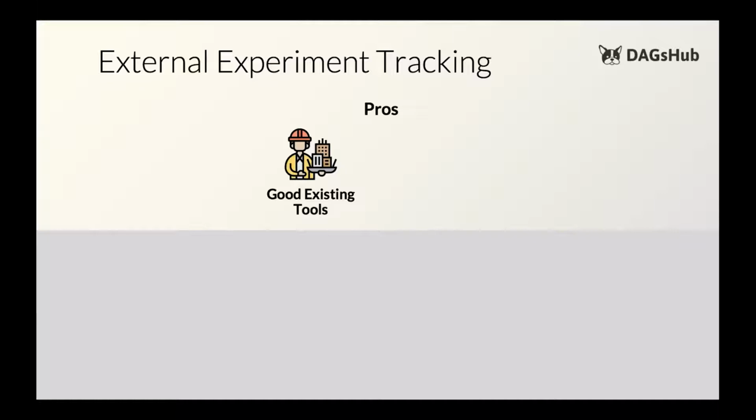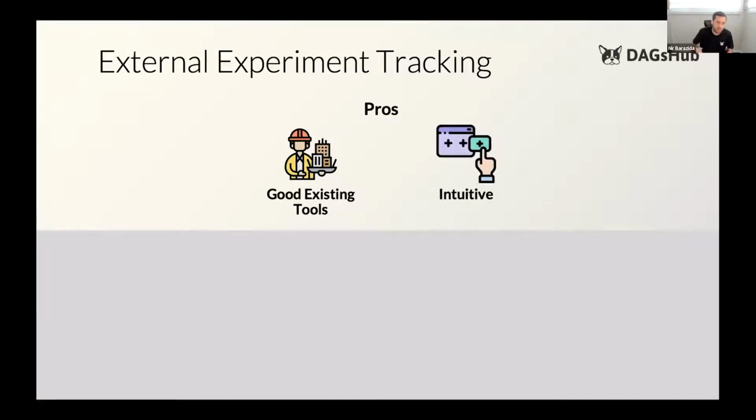External experiment tracking has two main advantages. First and foremost, there are very good existing tools out there, like TensorBoard, MLflow, ClearML, Weights and Biases, and more, that simply take all the information of the run, dump it into a directory or a file, and show it in a table. This is also probably the most intuitive way to log things. We have a new experiment, we run it, we log it to some database, and then we see it in a table as a new row.